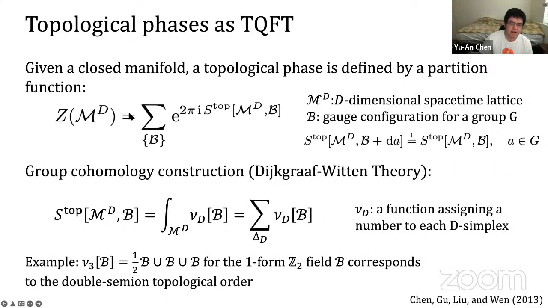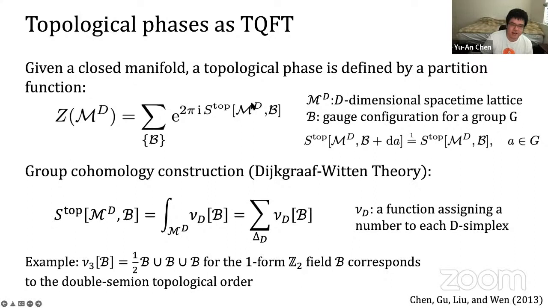In general, we can have many degrees of freedom on the manifold. For example, the B field can be some group element, and the action is a function of the manifold and the group element on the manifold. We sum over configurations and get the total partition function. This is the TQFT, and we also recognize this as a definition of topological phase. There's a famous construction called the group cohomology construction. This is related to the Dijkgraaf-Witten theory, which dates back to 1990, and the group cohomology SPT is by Professor Wen, Chen, Gu, Liu, and Wen in 2013.